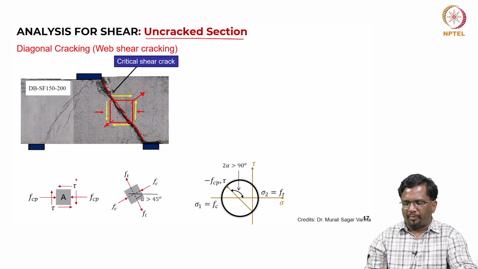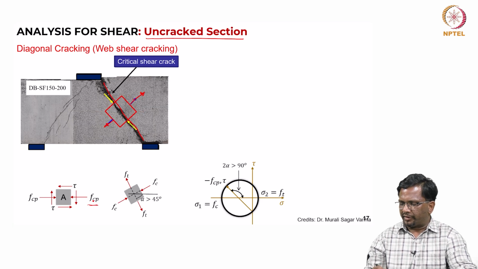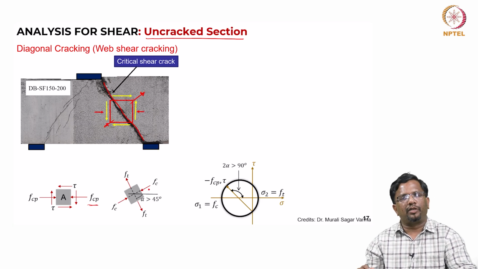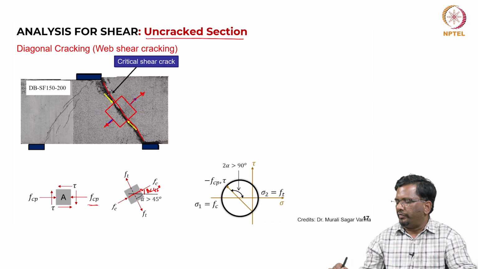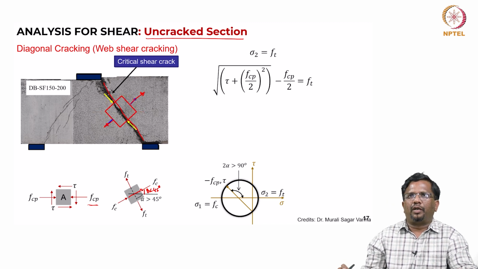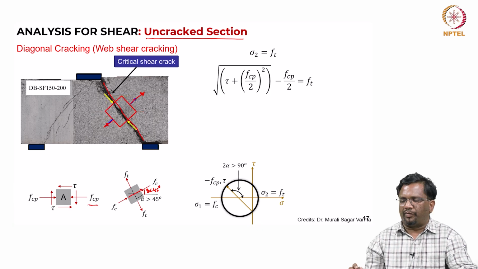And if you take an element in the neutral axis, you will have both shear and axial stress. When you convert it into principal tension and principal compression, you will find that this angle theta will be less than 45 degrees, and that is basically your crack angle, right. We have seen that. Now, how to calculate the capacities for this?